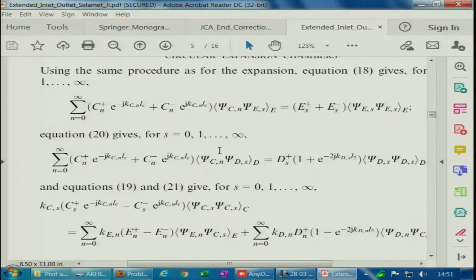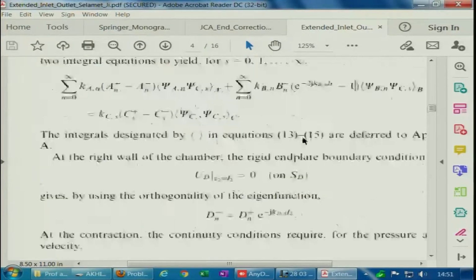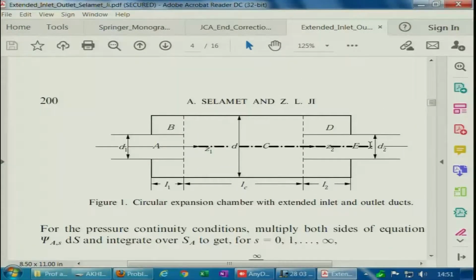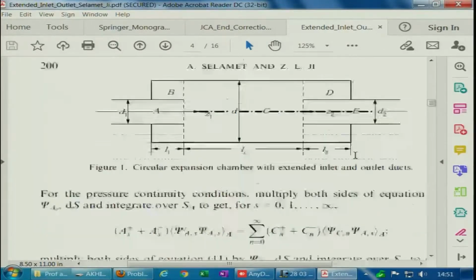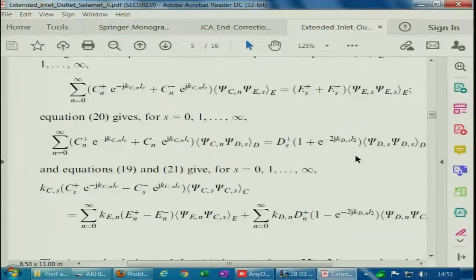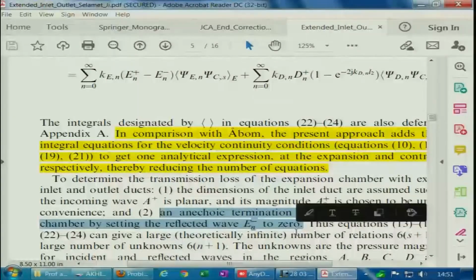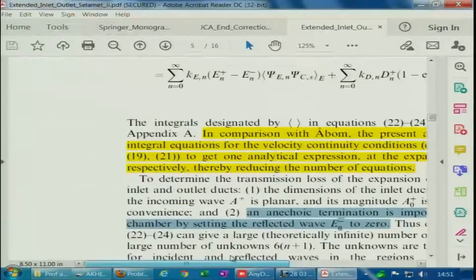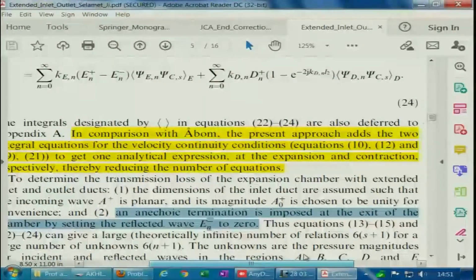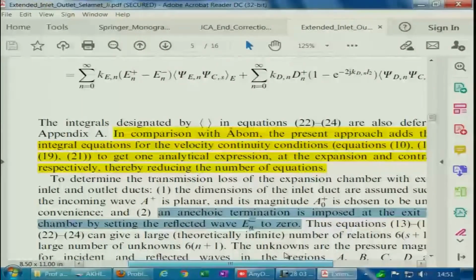Basically what is happening here is that we want to evaluate the impedance and the transmission loss, the transmission loss performance. So, E plus is a wave that propagates in this direction, and E minus is a wave that propagates in the negative direction, where I am trying to point. So, E minus has to be set to 0. All the modal coefficients E n minus have to be set to 0. That is what an anechoic termination is: imposed at the exit of the chamber by setting the reflected wave coefficients E n to 0. Like this, the number of unknowns reduces.